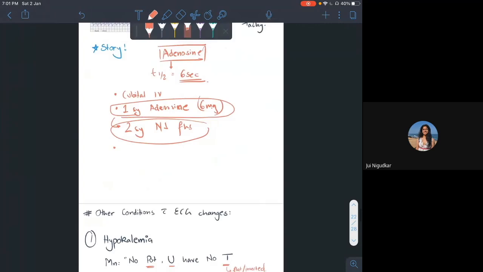So adenosine, the dosage is 6 mg, 6 mg, and 12 mg. You do give these at 5-minute intervals if they do not work. Obviously, if just one dose works, you're good to go. The patient is all right.